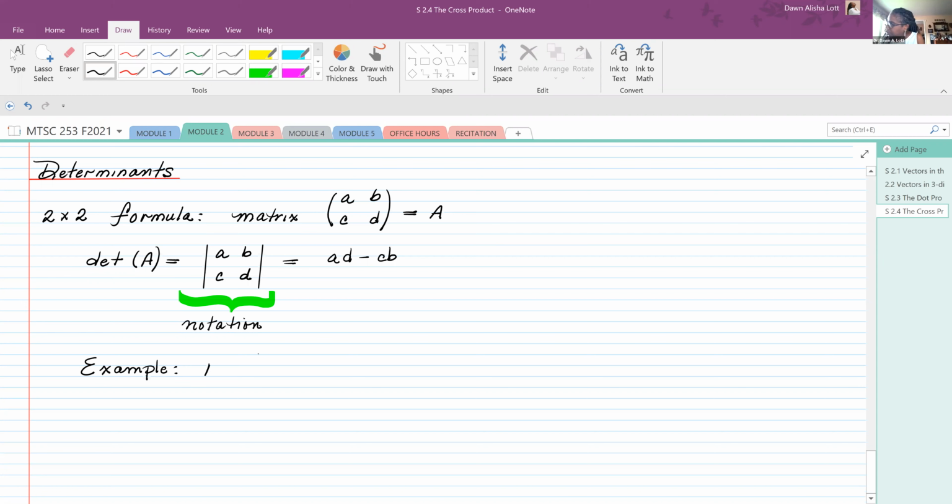if A is equal to 4, 1, 3, 2, then the determinant of A says take these two, multiply them, then subtract these two. So that's going to be 4 times 2 minus 3 times 1, which is 5. So the determinant of that matrix is 5.